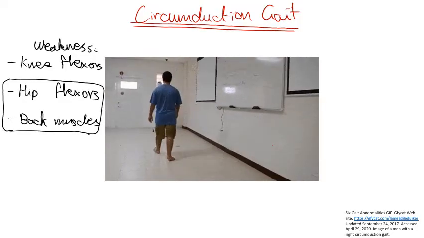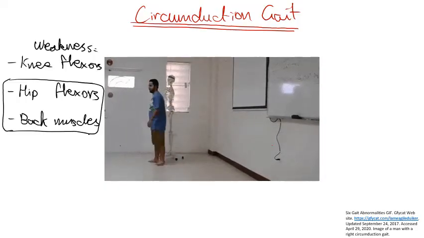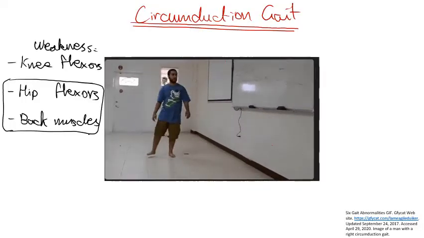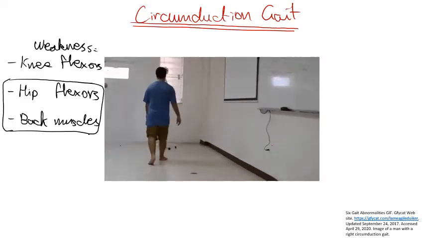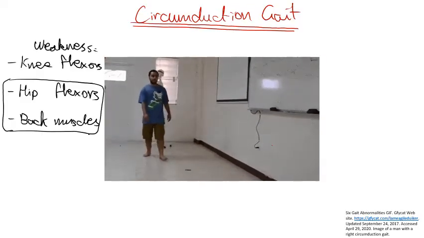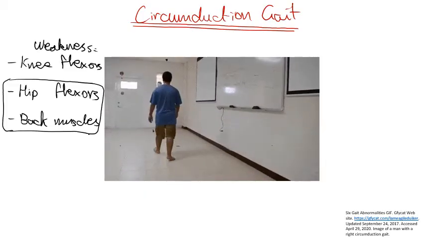So a person presenting with a circumduction gait may complain of back pain and hip pain because they've been using these muscles excessively and over a long period of time. So another key thing to remember with this type of gait is that this person may present with a lack of ability of proper dorsiflexion of their foot.